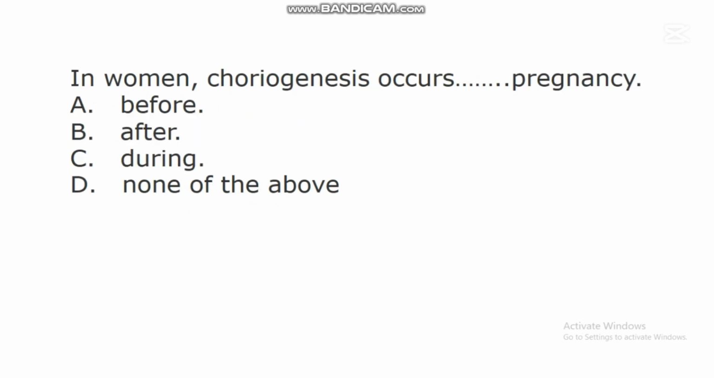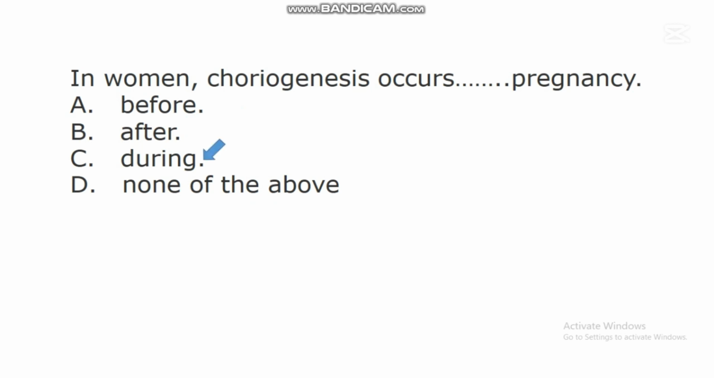The next question says, in women, choriogenesis occurs dash pregnancy. A. Before. B. After. C. During. D. None of the above. In this question, the correct answer is C.